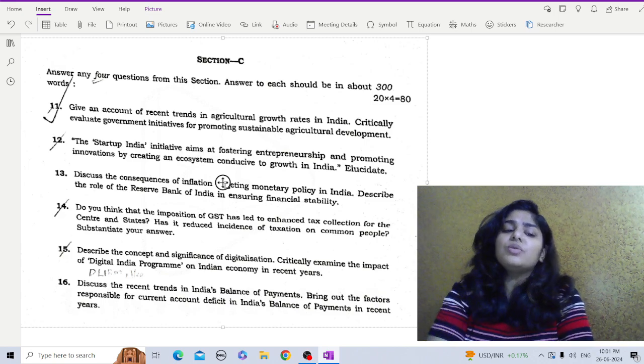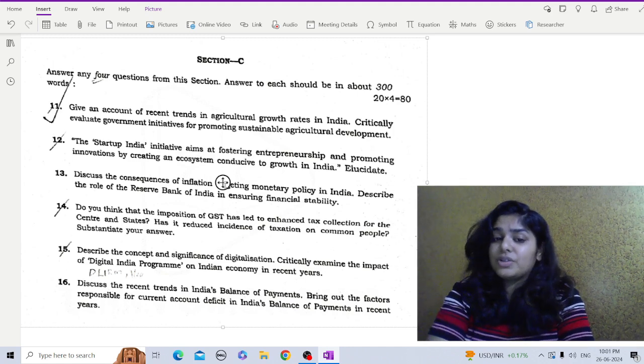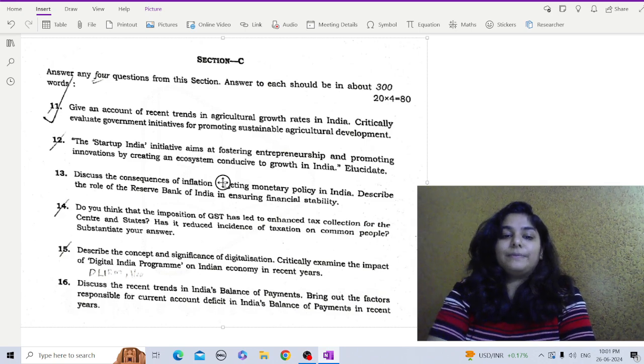practices. So in conclusion, while government initiatives have laid strong foundations for sustainable agricultural development, concerted efforts to address systemic issues, enhance implementation efficiency, and improve farmer education and empowerment are essential for realizing their full potential. Okay, so these are the points that you have to mention.